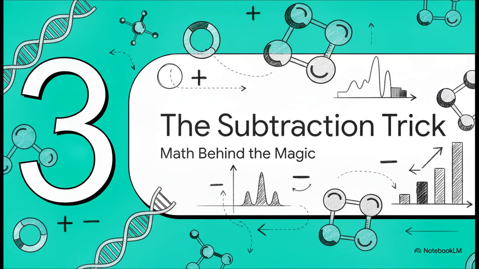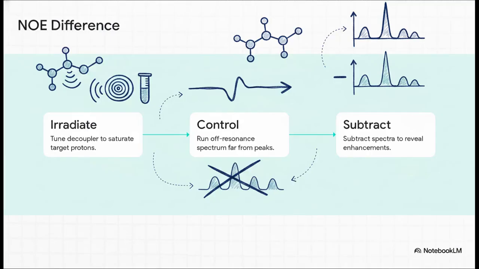Section 3, the subtraction trick. Let's look at the math behind the magic. So to actually use this super precise 4 angstrom limit in a real lab, we use a ridiculously elegant mathematical trick inside the spectrometer. Step 1, we tune the decoupler frequency to exactly match our target group of protons, and we irradiate them. Step 2, we run a control spectrum under the exact same conditions, but we set the decoupler frequency way off in the middle of nowhere, what we call off resonance.